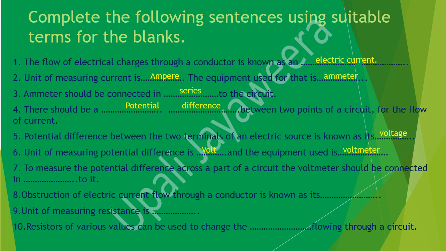Number 7. To measure the potential difference across a part of a circuit, the voltmeter should be connected in parallel to it. Number 8. Obstruction of electric current flow through a conductor is known as its resistance. Number 9. Unit of measuring resistance is ohm. Last one. Resistors of various values can be used to change the current flowing through a circuit.